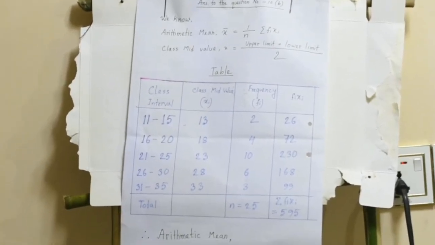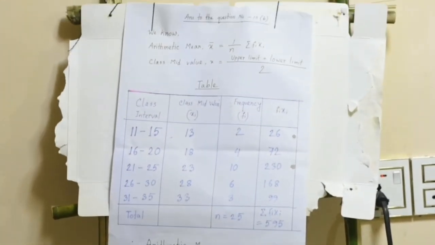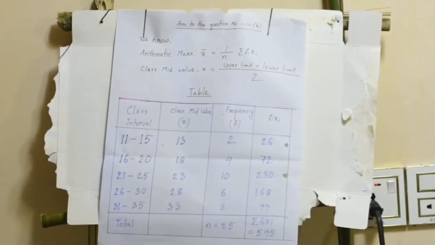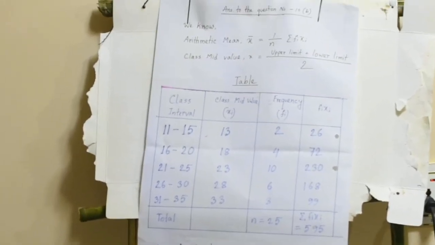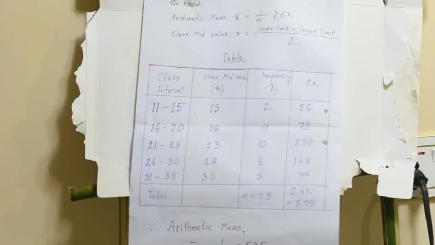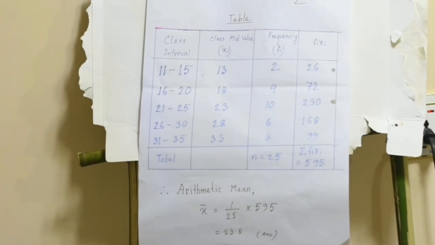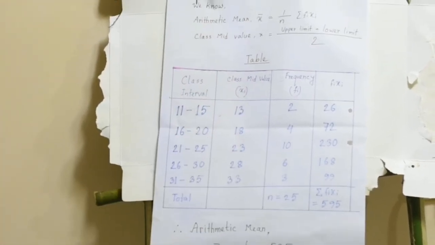There is another method to calculate the arithmetic mean, which is known as the shortcut method. When the method is mentioned in the question paper, then you have to determine the arithmetic mean by the shortcut method. But this is not the shortcut method. Normally we will determine the arithmetic mean this way.